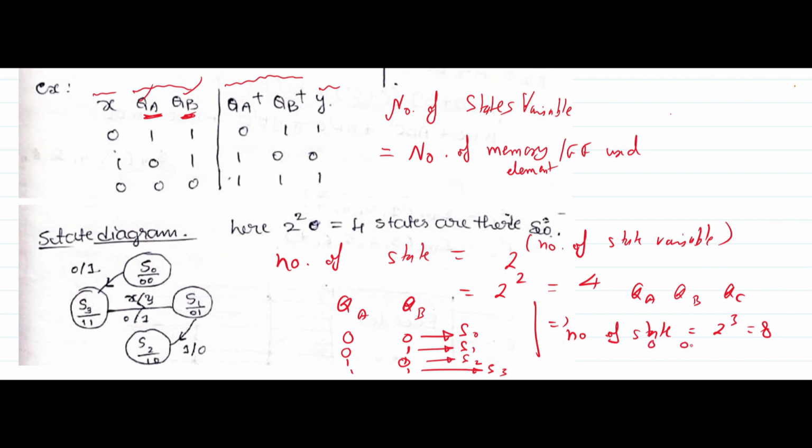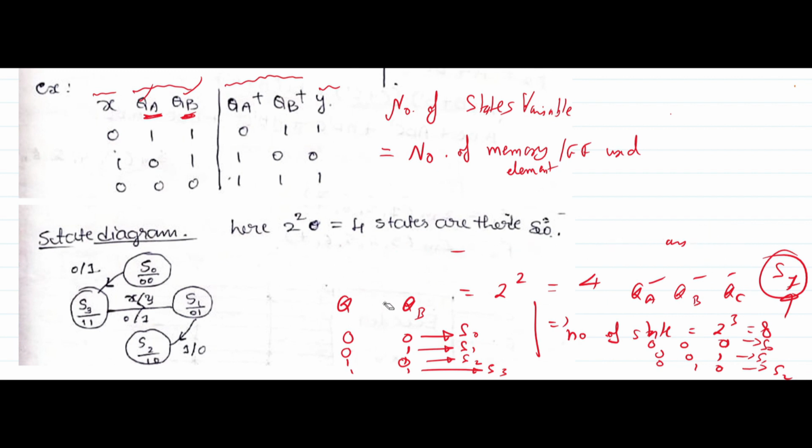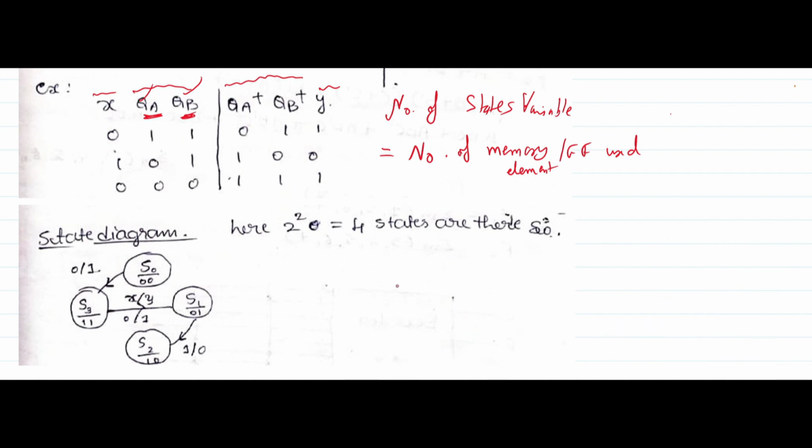Those states will be like 0 0 0, 0 0 1, 0 1 0, like that. This will be s0, s1, s2, likewise it will go up to s7. Total 8 states will be there if 3 state variables are there. But in this example we have only 2 state variables, so the number of states will be 4, that is 2 raised to power 2.